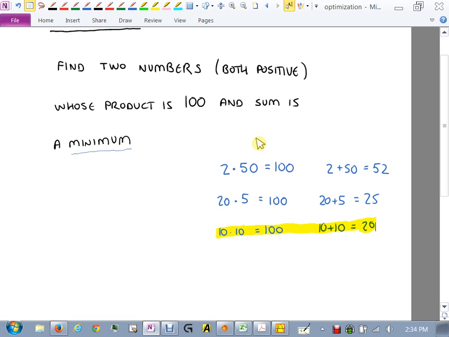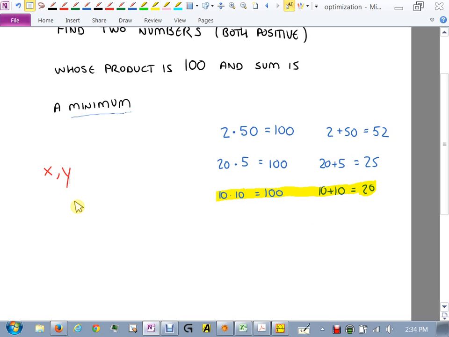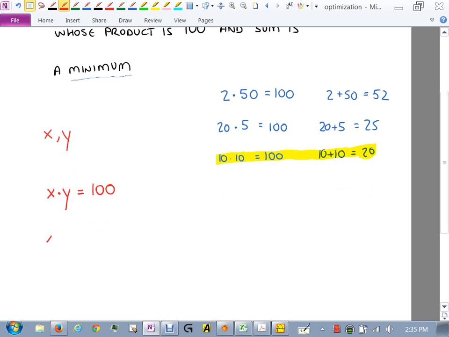Find two numbers. Okay, let me call them x and y. Right? X and y. What do I want to know about x and y? X times y must be what? 100. I also need x plus y to be a minimum, right? Well, I don't like the equals. How about an arrow? I want to find the minimum value of this.